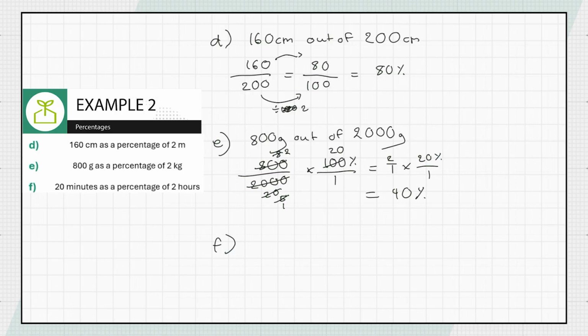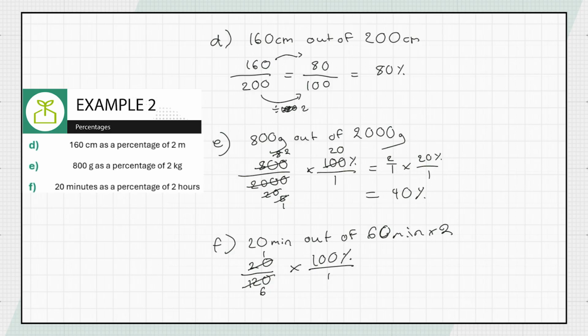Alright, if I look at F, I've got 20 minutes out of 2 hours, which is 60 minutes times 2, which just equals 20 out of 120. Again, let's do some cancellations. A common factor between both of these is going to be 20, so if I divide the top by 20, I will get 1, and divide the bottom by 20, I will get 6.